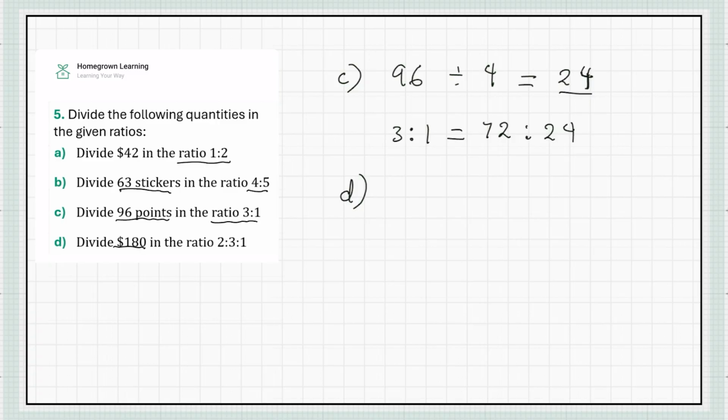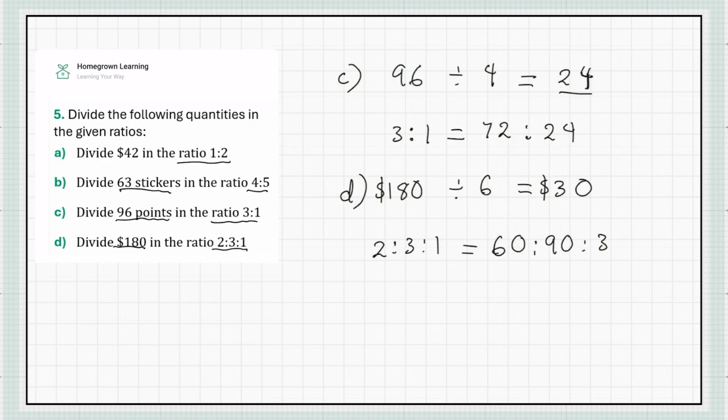So divide $180 in the ratio 2 to 3 to 1. So how many parts do we have? 2 plus 3 is 5, plus 1 is 6. Now 180 divided by 6 is just going to be $30. So each part is worth $30. So 2 to 3 to 1 is equal to 60 to 90 to 30.